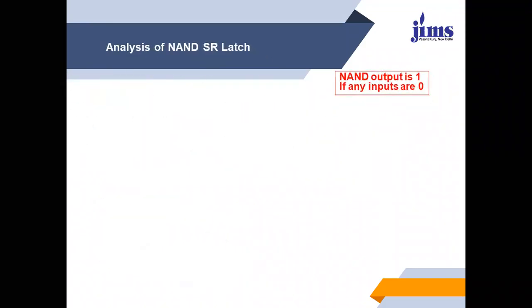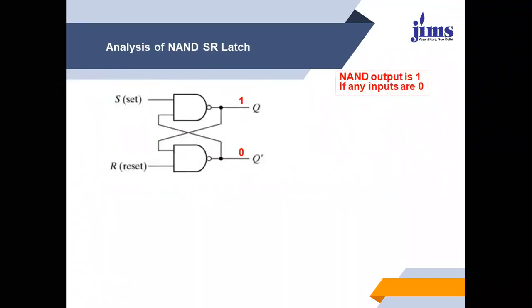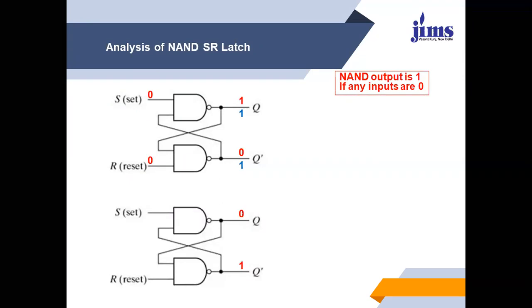And the last case of the input, suppose previous output was 1 0 and we have put S equals to R equals to 0, then the output of both gates goes to 1. Again, it is a contradiction of the concept of complementary output. That means this condition must be avoided. And that is true if the previous output was 0 1, and the input is 0 0, then the output goes to be 1 1. Again, this condition must be avoided.